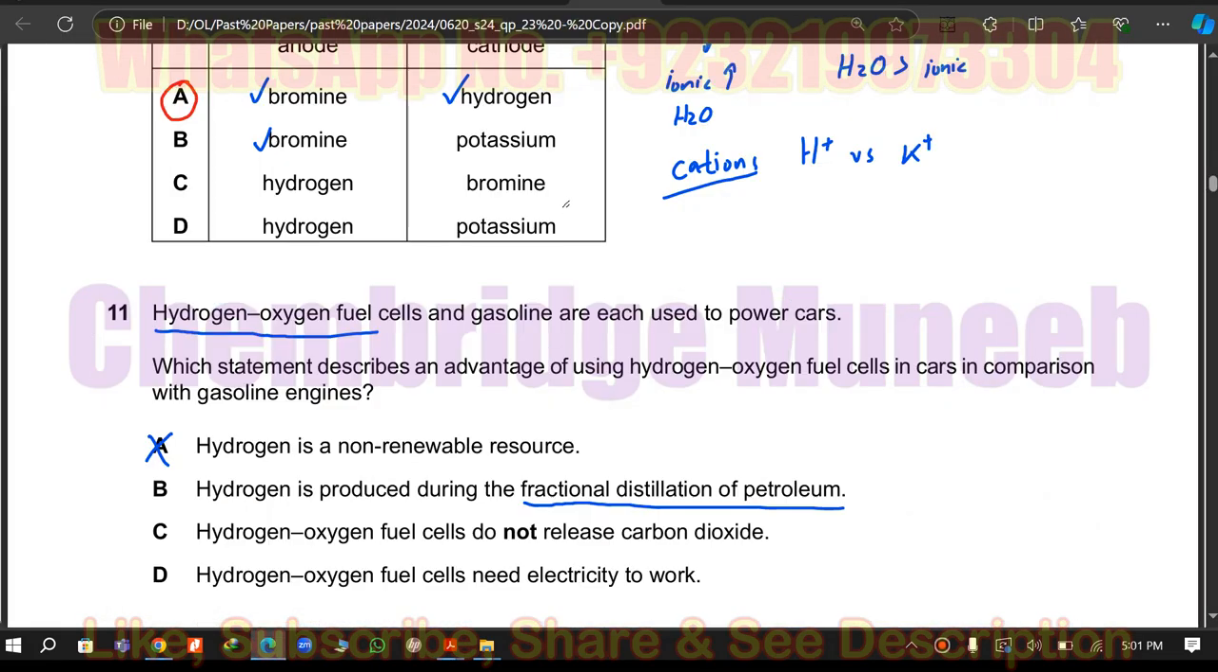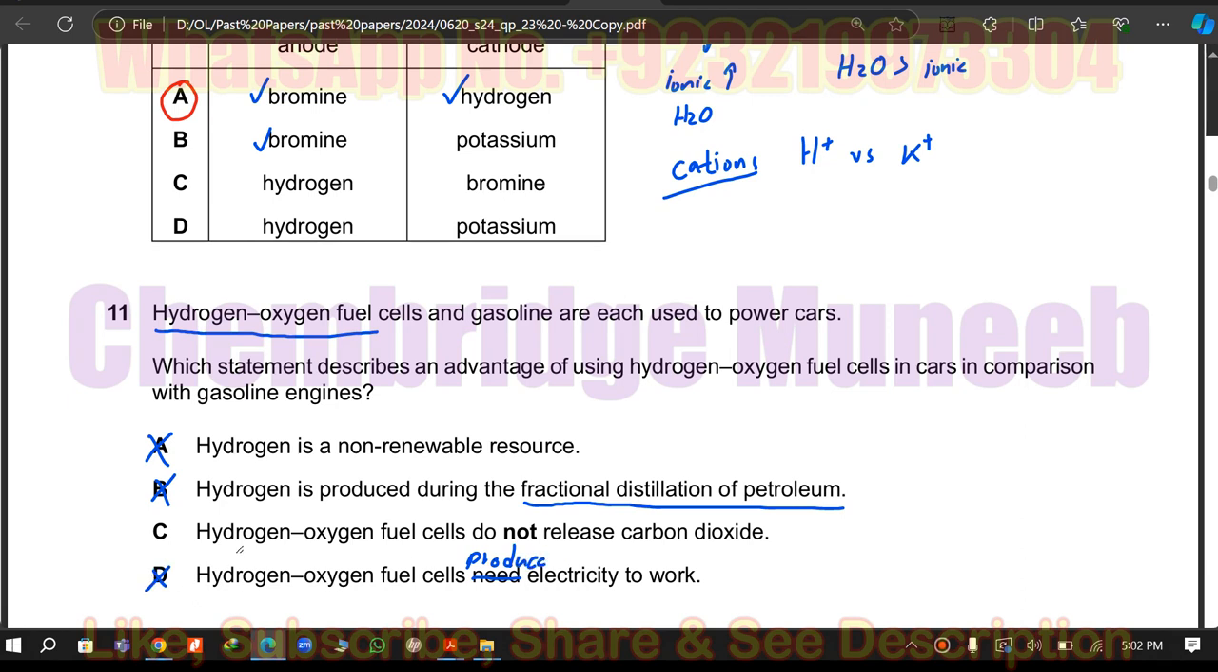So that is incorrect. The B part is incorrect. Then the D part, hydrogen oxygen fuel cells need electricity to work. So we know that the purpose of using a hydrogen oxygen fuel cell is to produce electricity, not to use electricity. The purpose is to produce electricity.